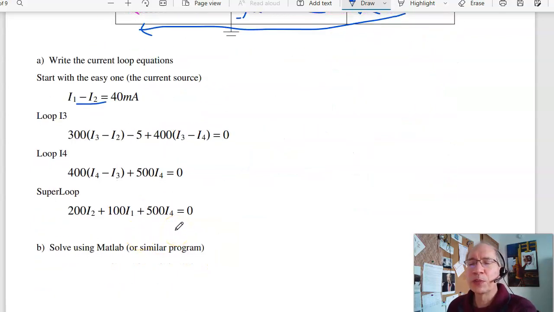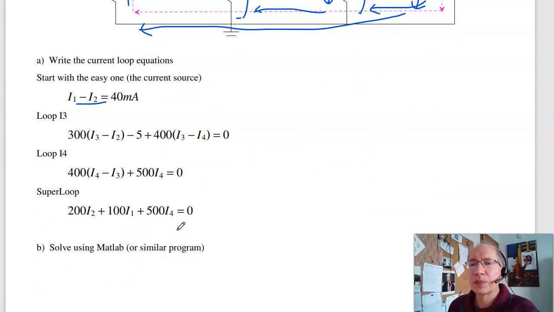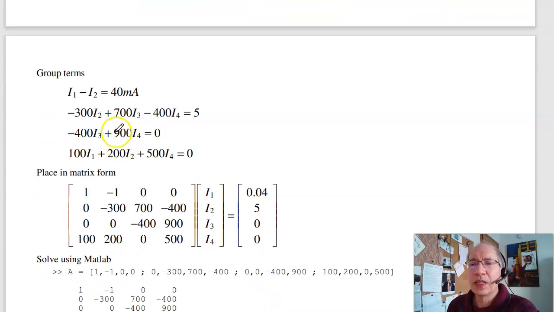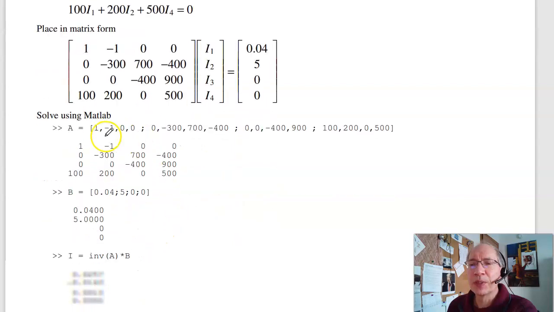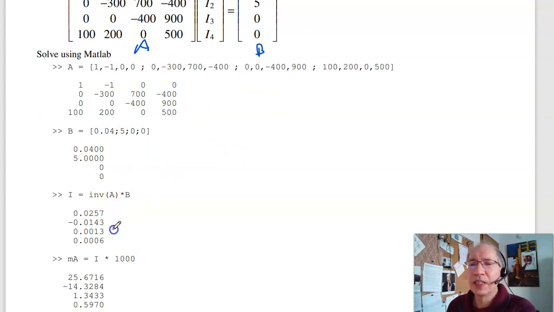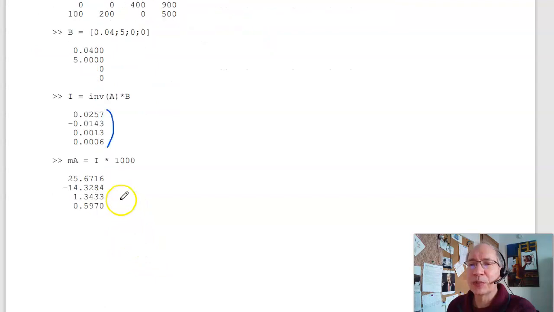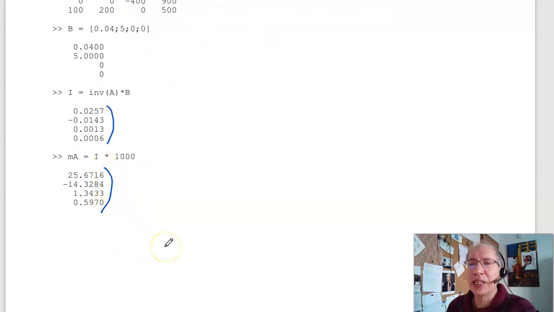4 equations, 4 unknowns. To solve, I can group the terms, put it in matrix form, throw it in MATLAB. Here's my A, there's my B. Solve, there's the current in amps, or times 1,000. There's the current in milliamps.